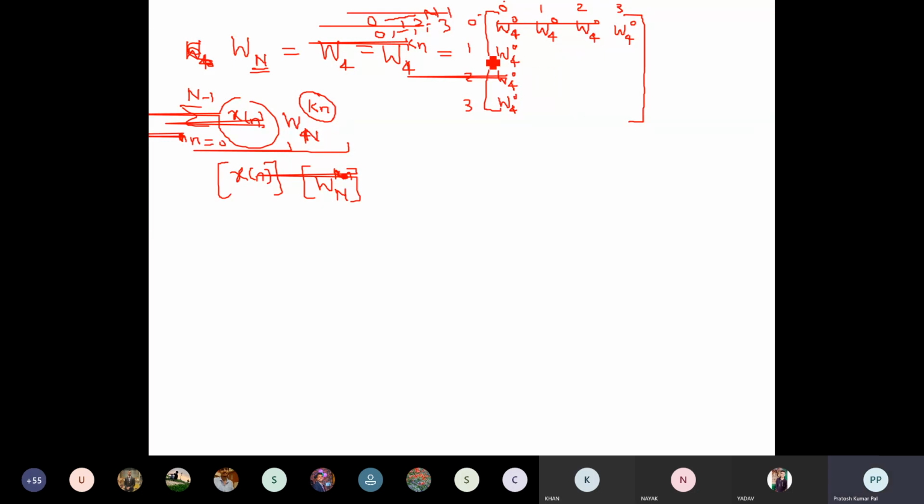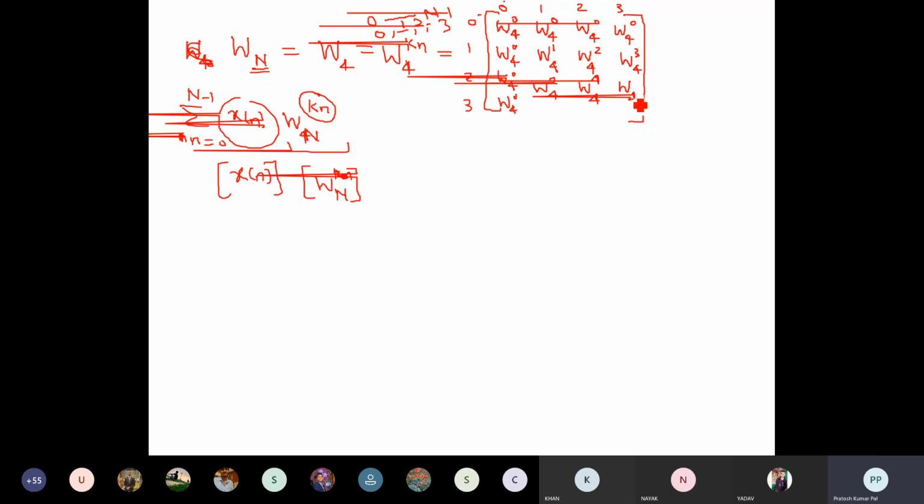Okay, next will be W4 to the power kn, where k is 1 and n is 1, so it will be W4 to the power 1. Okay, so this will be W4 to the power kn will be 2. This will be W4 to the power k and n, that will be 3. Similarly, this will be W4 to the power 2, because 2 into 1 will be 2. This will be W4 to the power 4, because 2 into 2 will be 4.